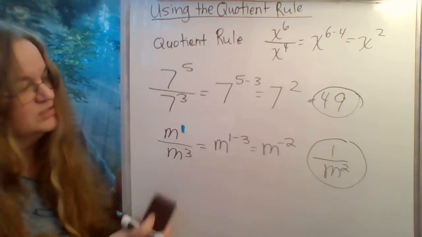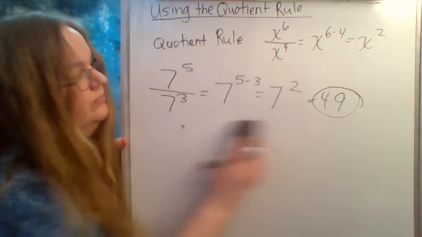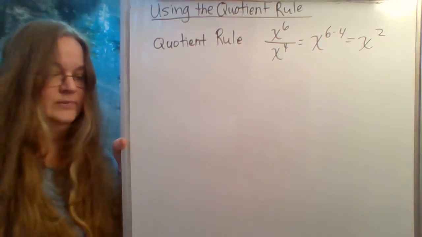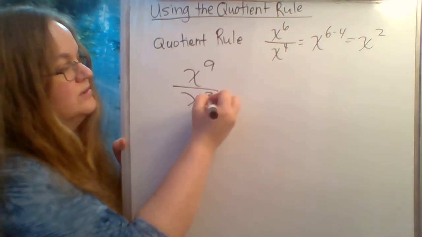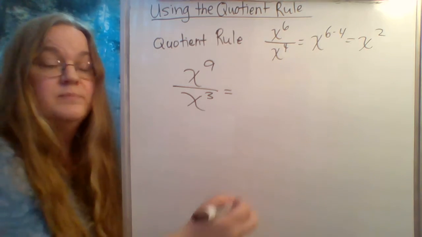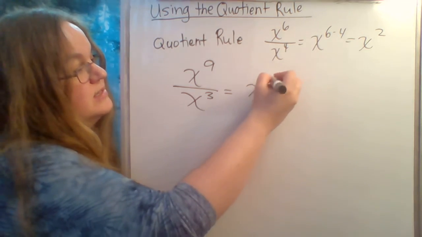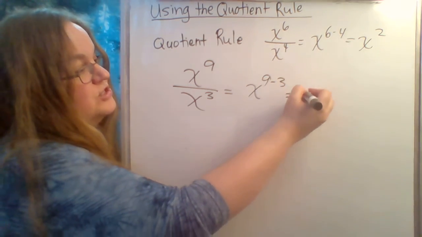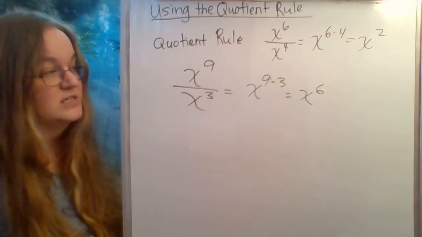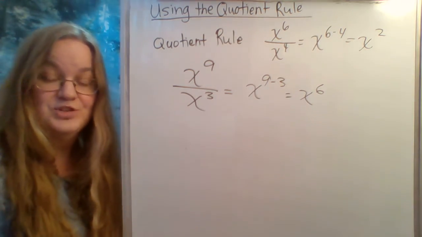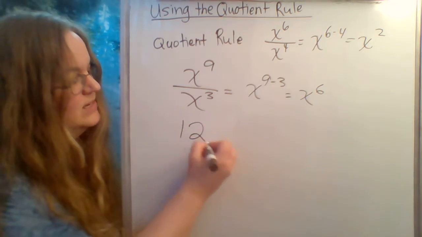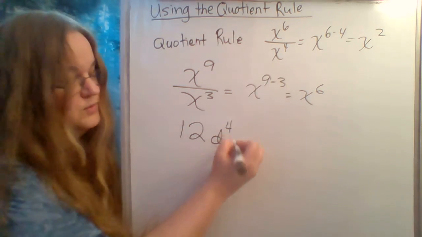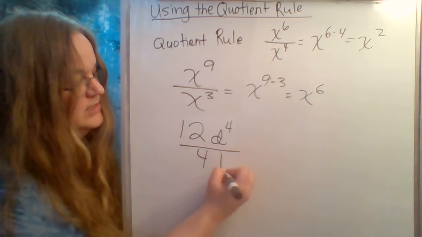Okay, so let's look at some more examples. x to the 9th divided by x to the 3rd. Okay, again, bases are the same, so x to the 9 minus 3 is just x to the 6. Since it's not a constant, I don't actually have to calculate it. That's my final answer.